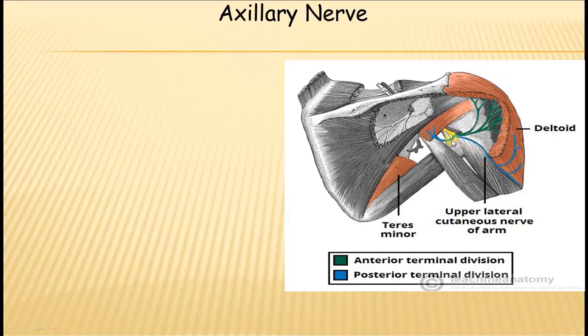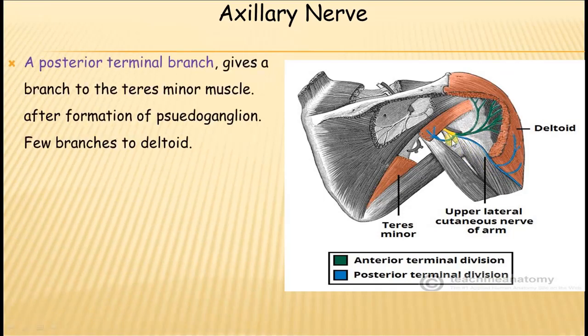Okay, so that is going to give a branch to the teres minor muscle. Before giving a branch, it will form a thickening which is actually called the pseudoganglion. The pseudoganglion is not a classical ganglion.